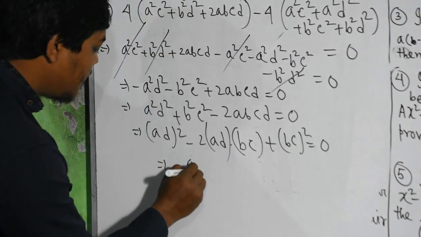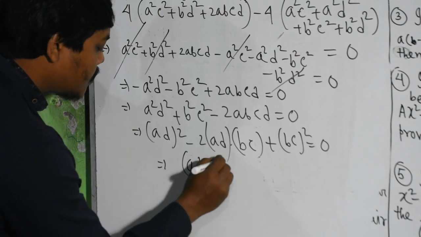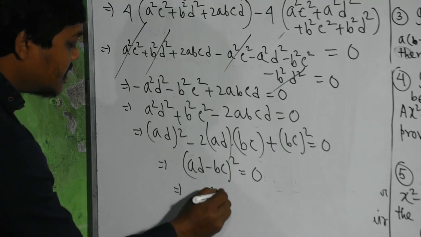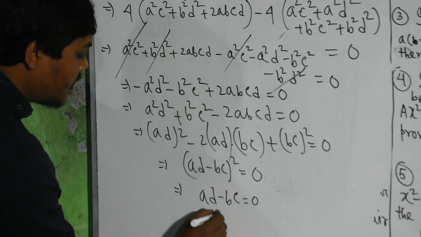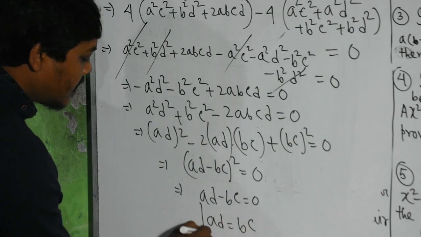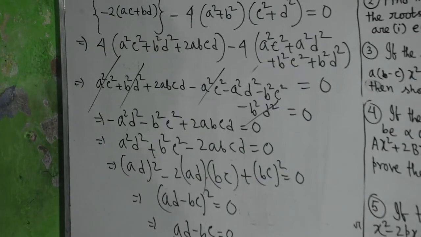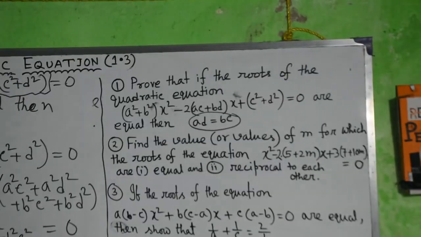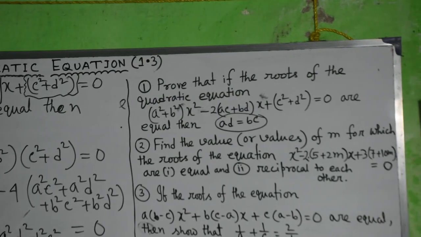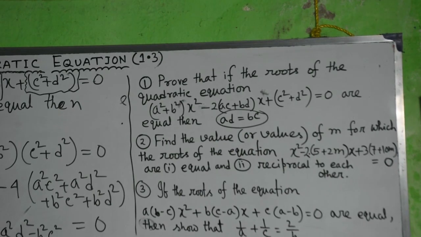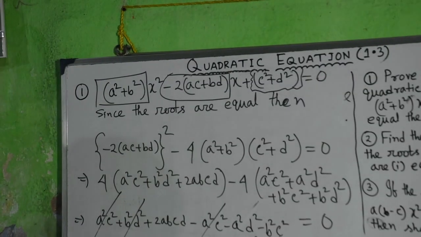Now we will get (ad minus bc) whole square, and if a square quantity is 0, then ad minus bc equals 0. You will get ad equals bc, and we get our required result. We had to show that ad equals bc, and we got this result by using b square minus 4ac equals 0. I think you have already copied. So we will discuss the next problem.